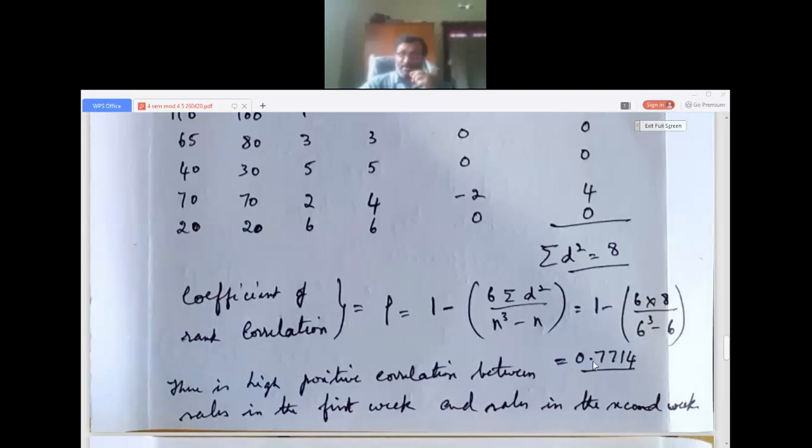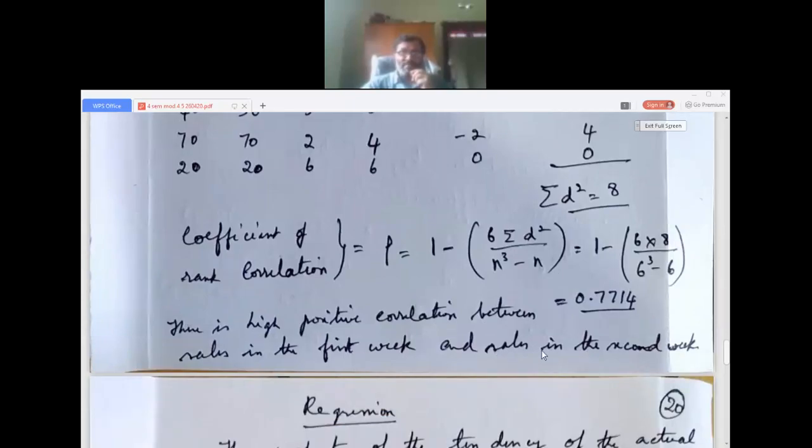So you can see there is a high positive correlation. This is a high positive correlation between sales in the first week and sales in the second week. Okay, it's clear.